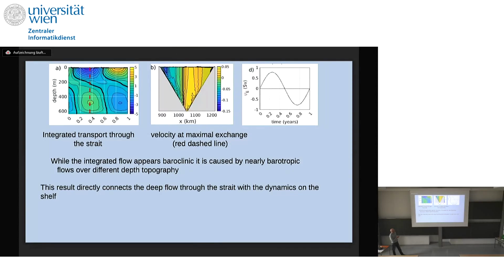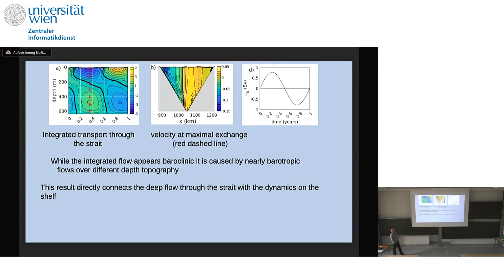Okay, so this is what I just showed you. But now if we look at the velocity, this looks very baroclinic, right? It's coming out at the top, it's going in at the bottom. If I look at the velocity across the strait at that time, which is the maximum exchange, it looks like this. That's the southward flow.